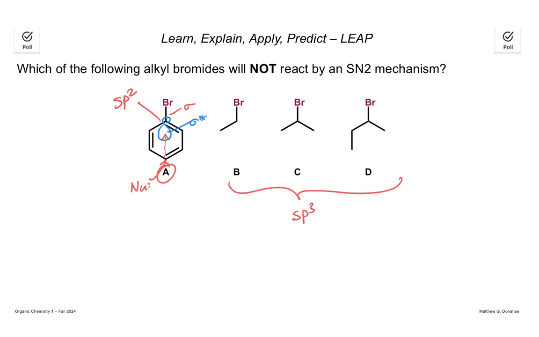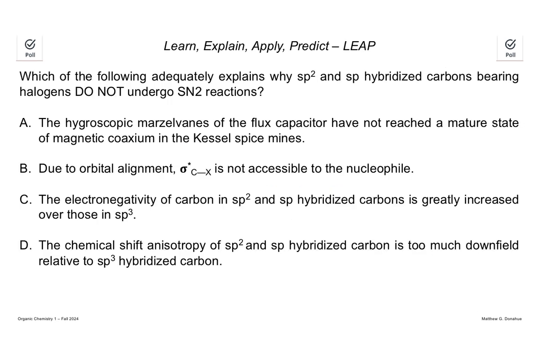SN2 stands for substitution nucleophilic bimolecular. So sp2 and sp under this mechanism do not work. If you see a substrate with a leaving group at that hybridization, you can say, okay, nothing is going to happen there. And the reason for that is due to the orbital alignment not being accessible.